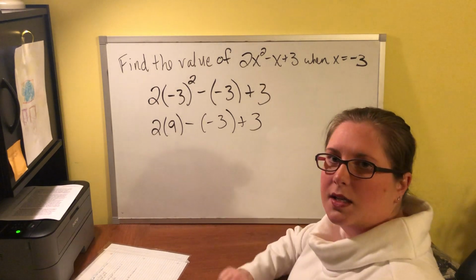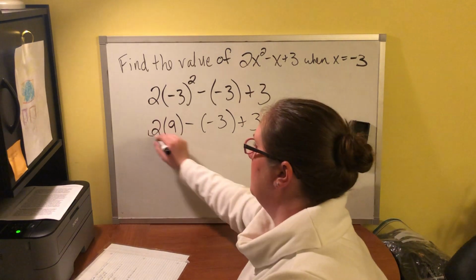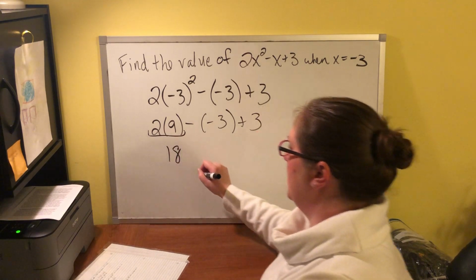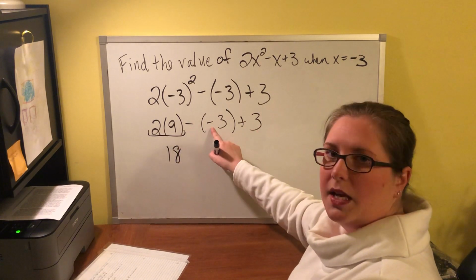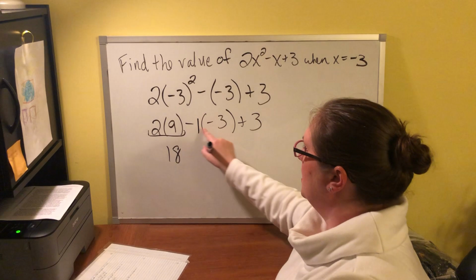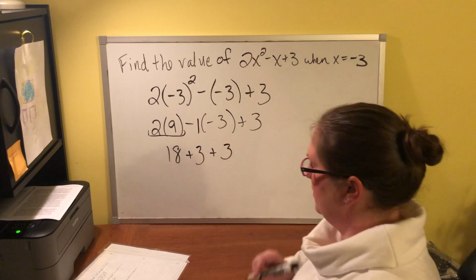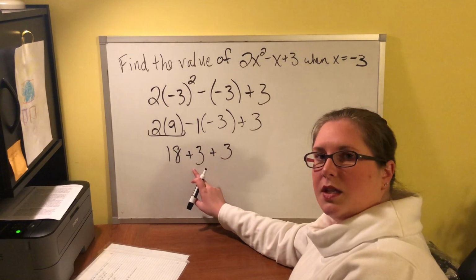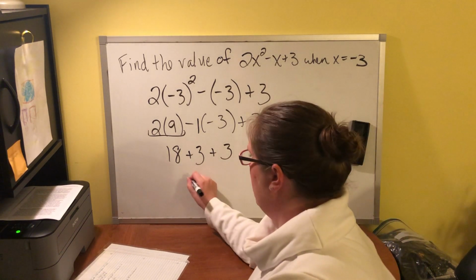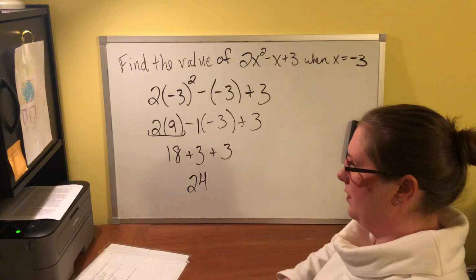Now we're moving on. I did exponents. Now we're looking at multiplication. So I can multiply 2 times 9 to get 18. Now here, I have a negative and a negative, right? This is like multiplication. Negative 1 times negative 3, positive 3, plus 3. Well, since this is all addition, I can go and add 18, 3, and 3 to end up with 24.